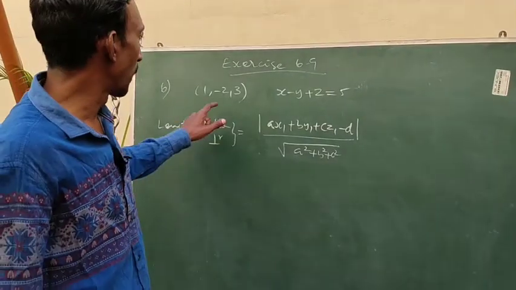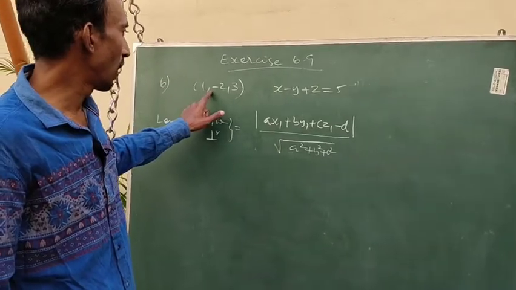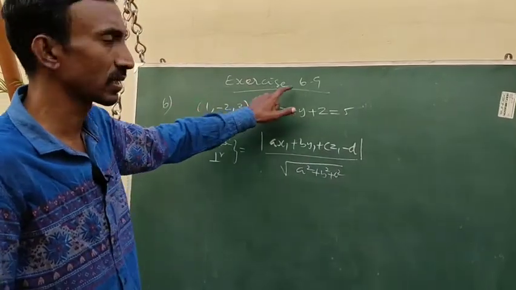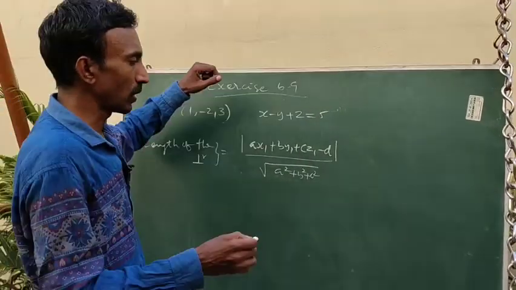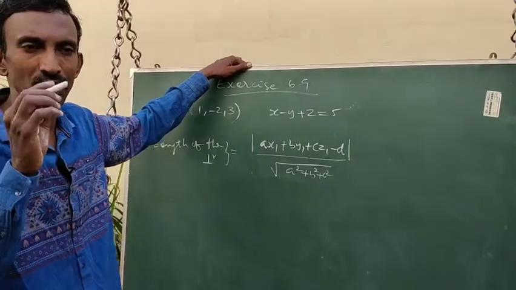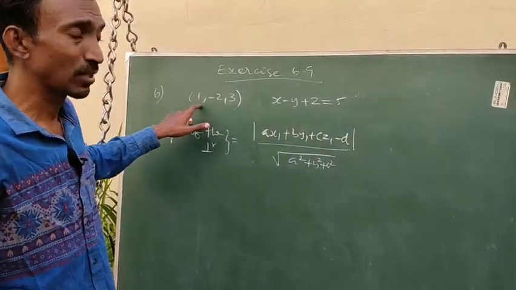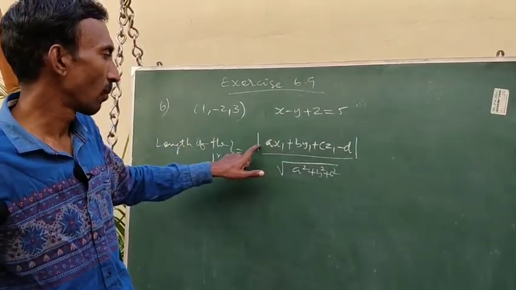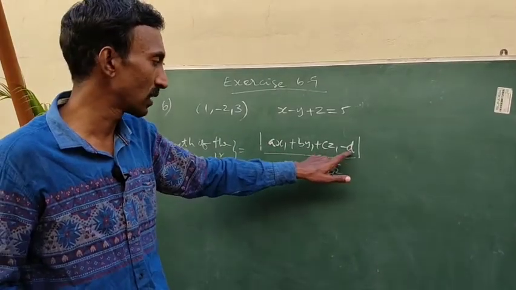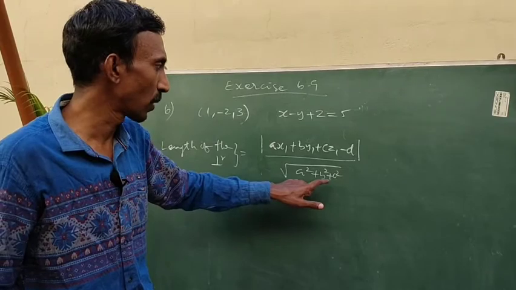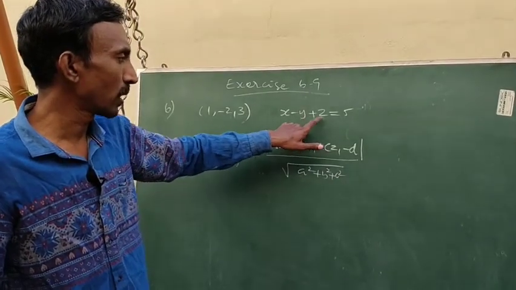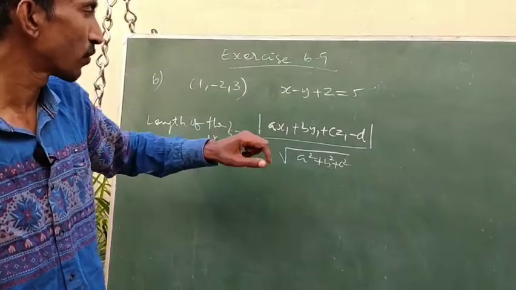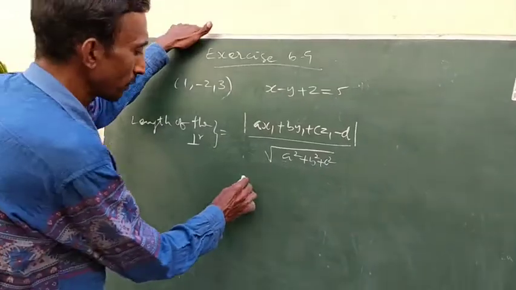Find the length of the perpendicular from the point (1, -2, 3) to the plane x - y + z = 5. That is question number 6 in exercise 6.9. Assume that ax + by + cz - d = 0 is a plane and (x1, y1, z1) is a point, then the length of the perpendicular is given by this formula: modulus of ax1 + by1 + cz1 - d divided by the root of a square plus b square plus c square. Here a is 1, b is -1, c is 1 and -d is -5.